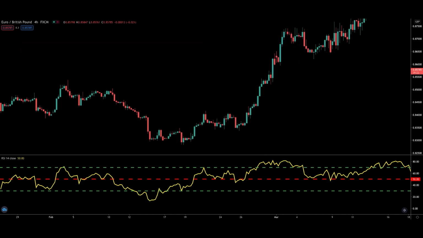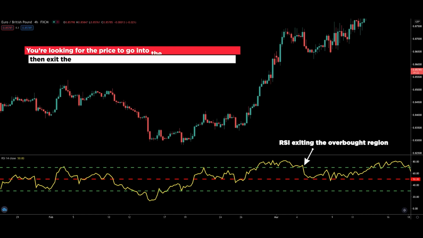The way I like to use it as a trade management tool is to wait for the price to exit out of the overbought or oversold region. Back to this example, your exit wouldn't be when the relative strength index hits the overbought region. It will be when price exits the overbought region right here. Basically, you are looking for the price to go into the overbought region and then exit the overbought region to signal that it is time to exit. It tells us that the trend is weakening, and thus it is a good time to lock in your profits. Can you see the difference?